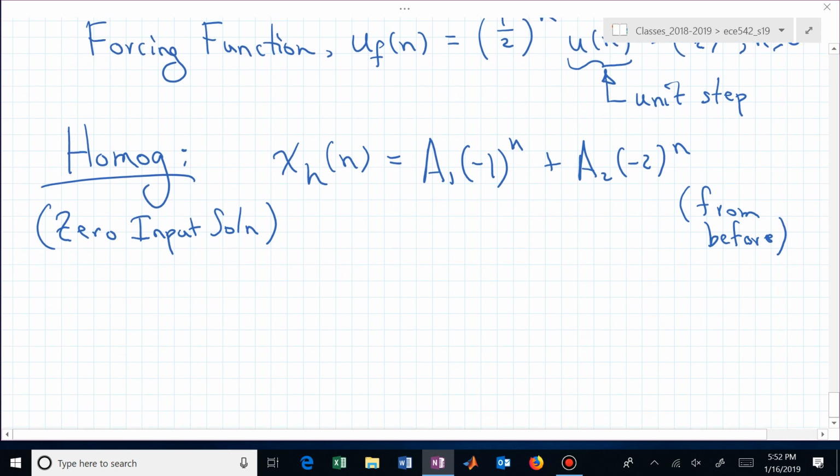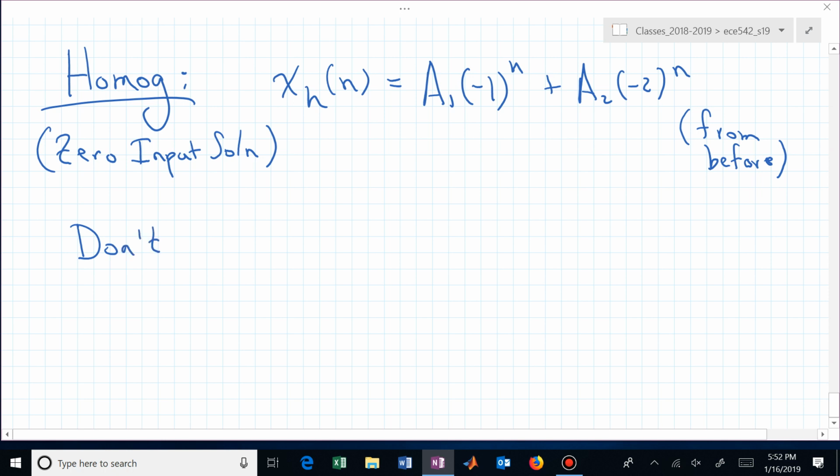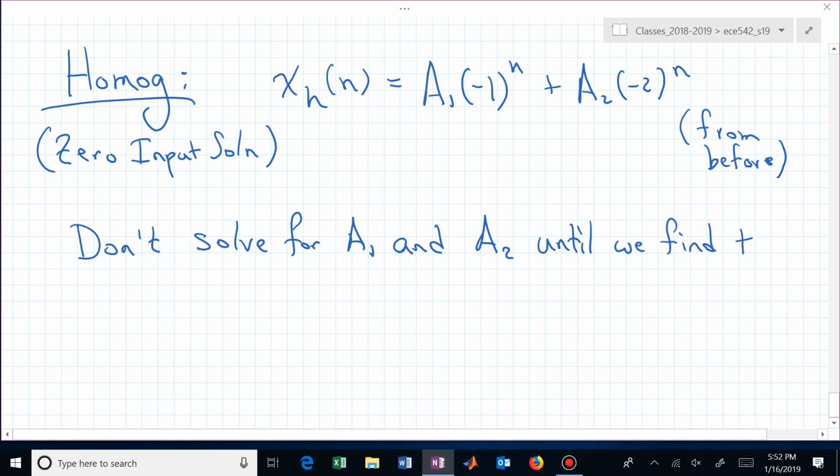What we have to do now, if we're looking for a non-homogeneous solution, we don't now find the a1 and the a2. We wait. We wait on those until we found the particular solution. We'll add those, homogeneous and particular, together, and then we'll find the coefficients a1 and a2. As a word of caution then, don't solve for a sub 1 and a sub 2 just yet. Let's say don't solve for a1 and a2 until we find the structure of the complete solution.